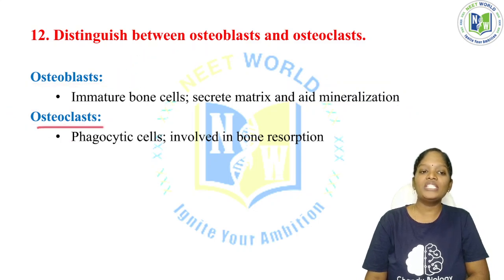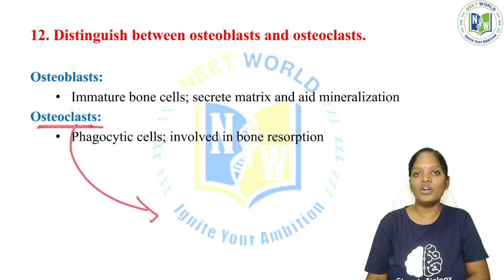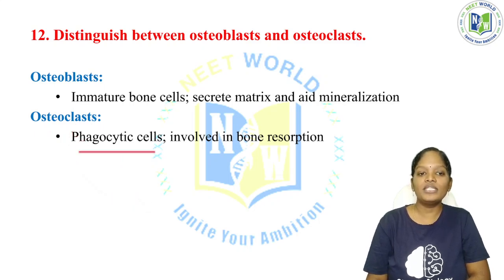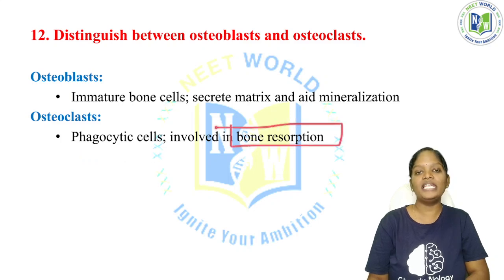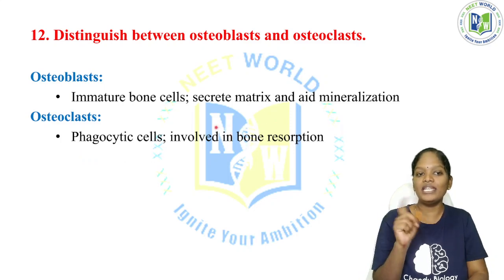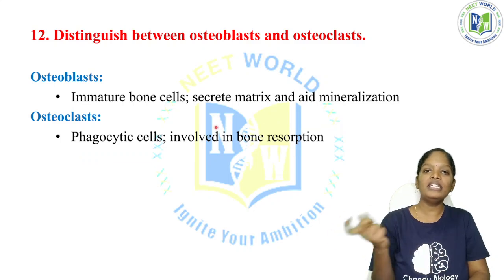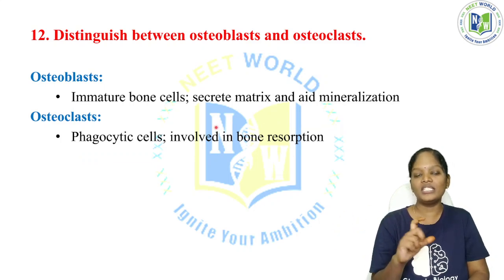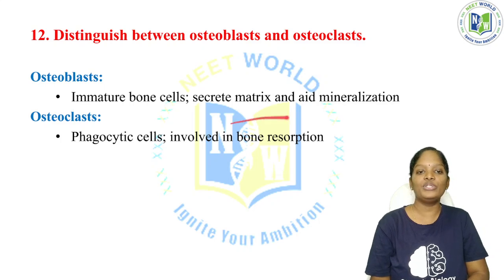If the calcium content in the bone is removed, then we call them osteoclasts. These are phagocytic cells involved in bone resorption. The density of bone will be decreasing with osteoclasts. If it is increasing as a result of mineralization, we call them osteoblasts.